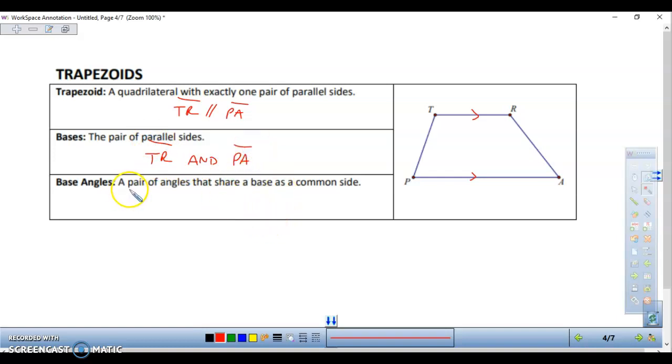The base angles, all right? And I probably should have put legs on here. Legs are the non-bases. And in this case, that'd be like TP and RA.